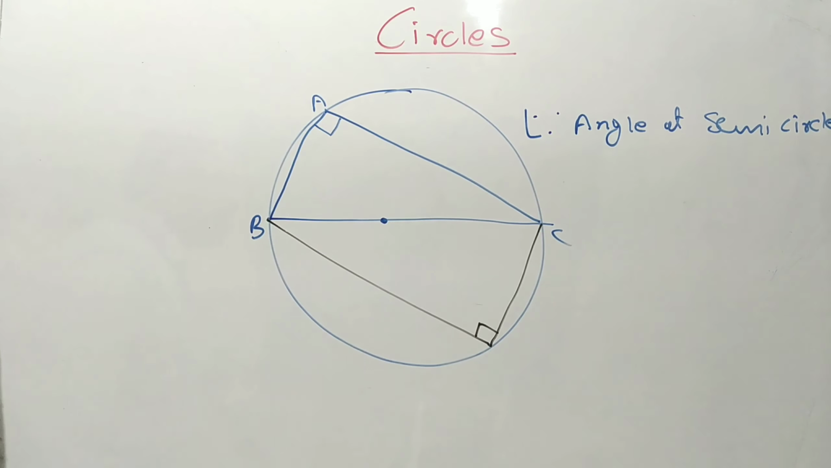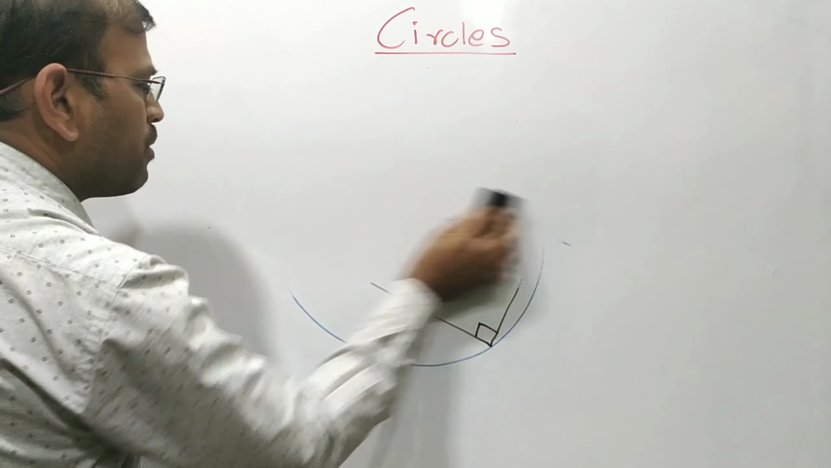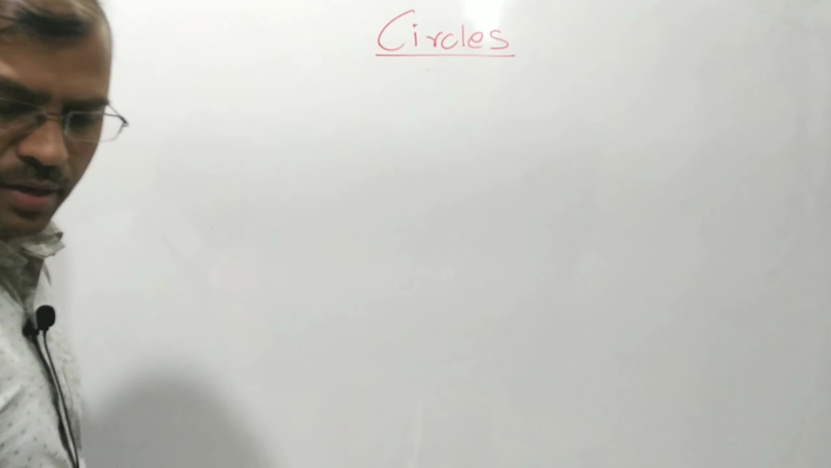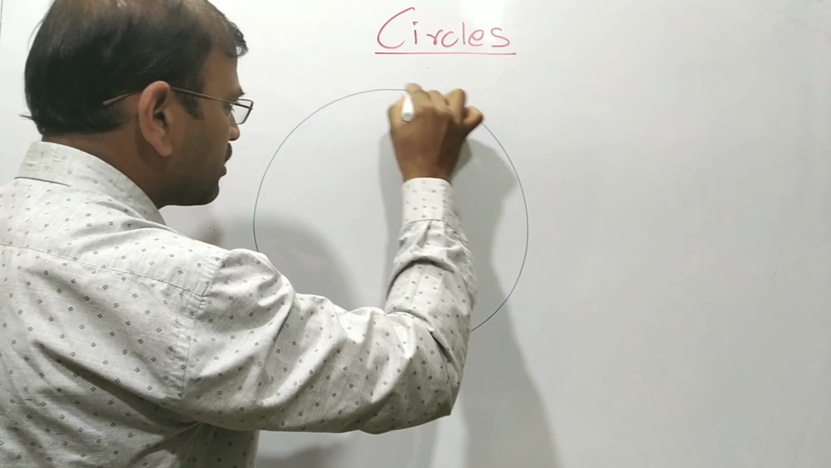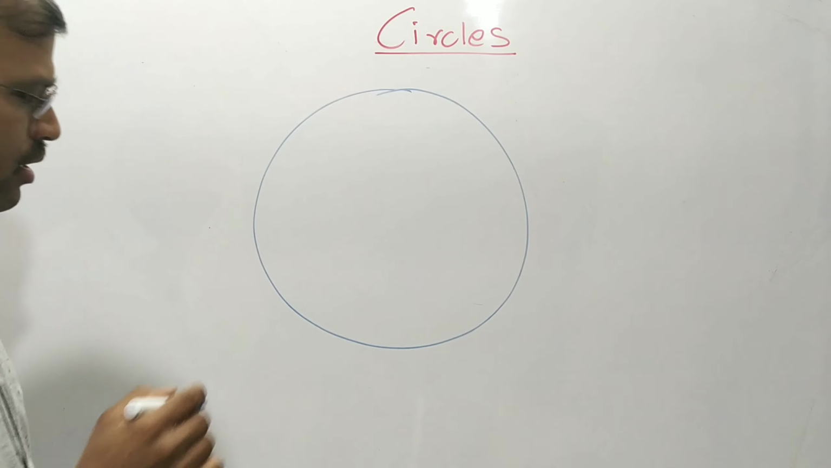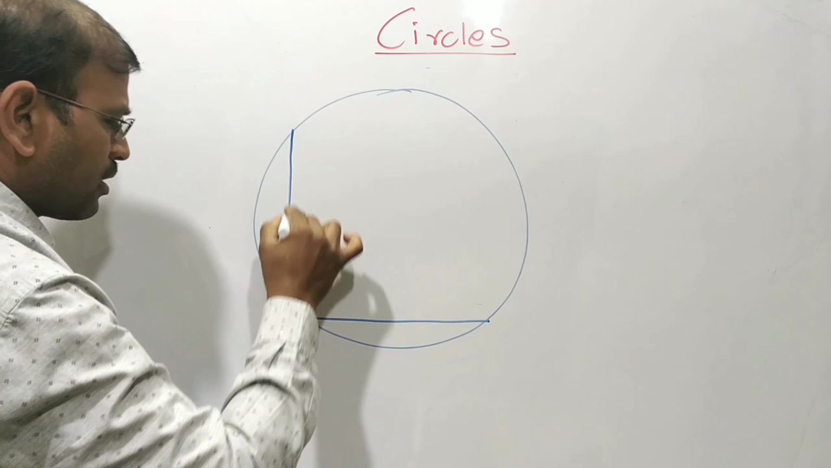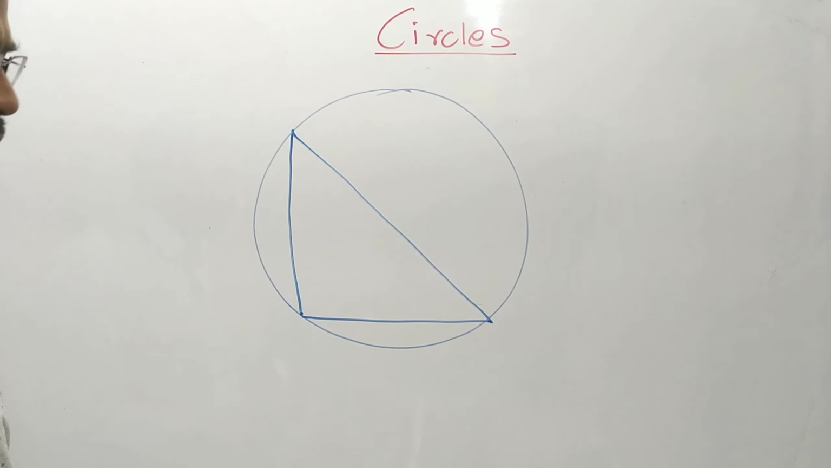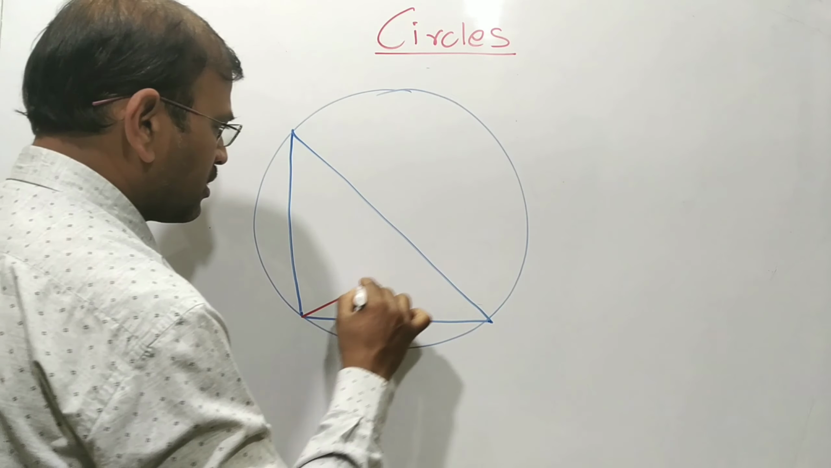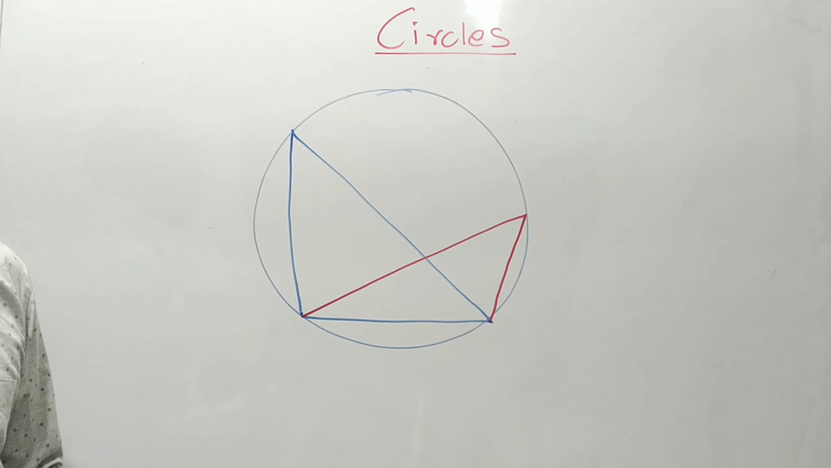Now the third property, what I am going to explain. These are also very important properties. Now look at the diagram carefully. So this is the circle. Now from here I am drawing one chord. This is one circle. Now I am going to draw another circle with the same base.